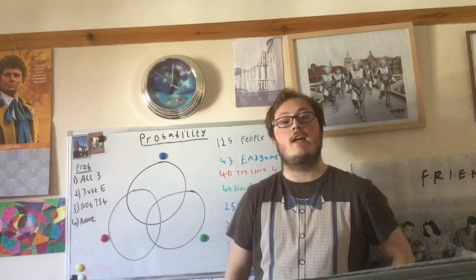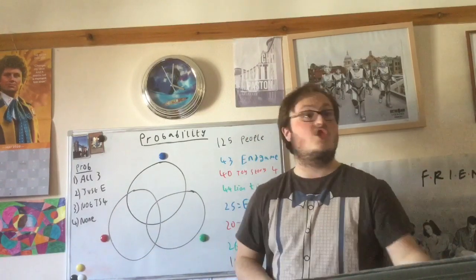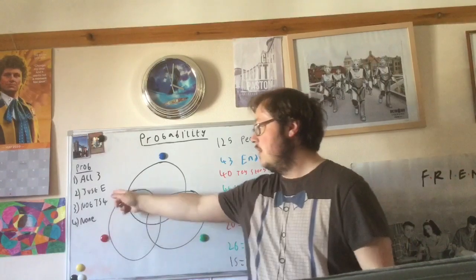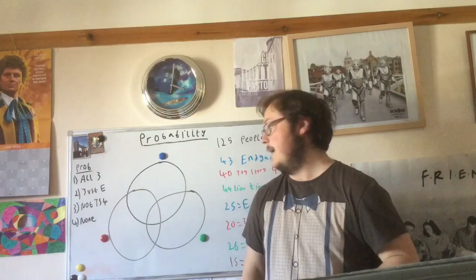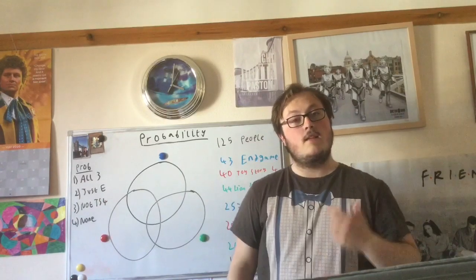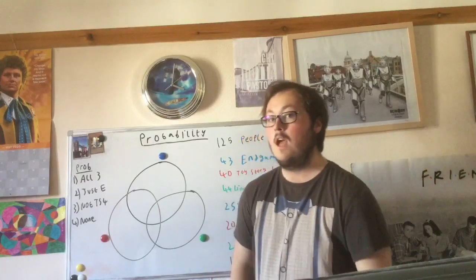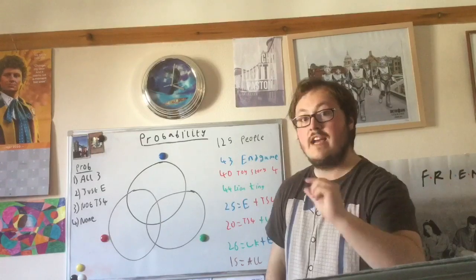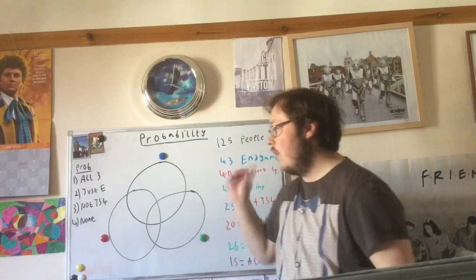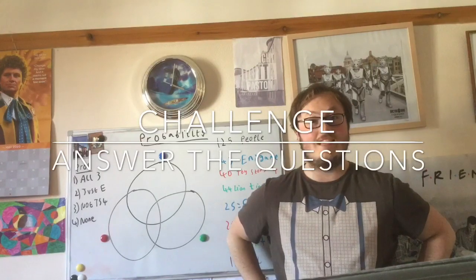What I want you to find is the probability that they had seen all 3, if I was to choose someone, the probability that that person has only seen Avengers Endgame, the probability that the person chosen has not seen Toy Story 4, and the probability that a person chosen had seen none of those 3 films. Good luck. I'm looking forward to seeing how you did.